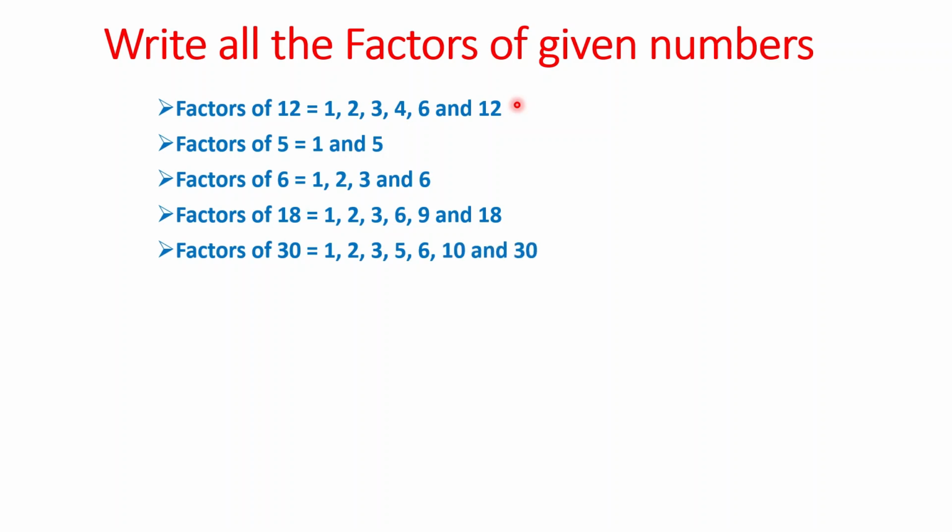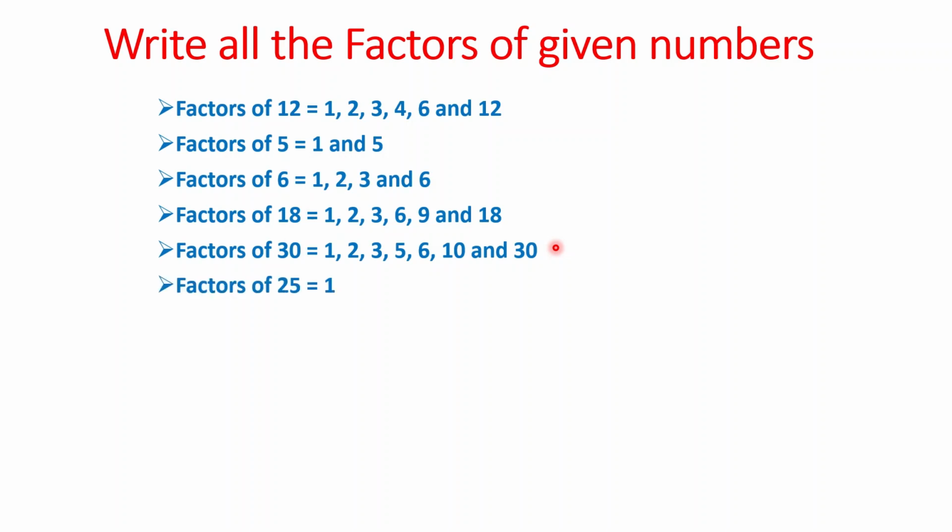Now we can see here 1. 1 is a factor of every number. And the factor of 12 is 12, factor of 5 is 5, factor of 6 is 6. So each number is a factor of itself. Factor of 30 is 30. So we can see 1 is a factor of every number and each number is a factor of itself.